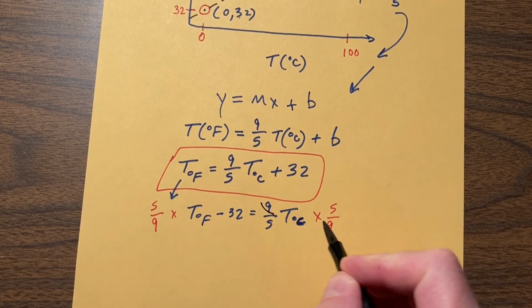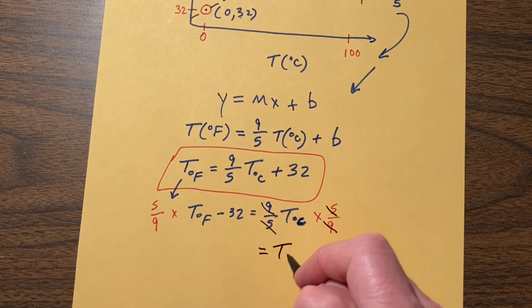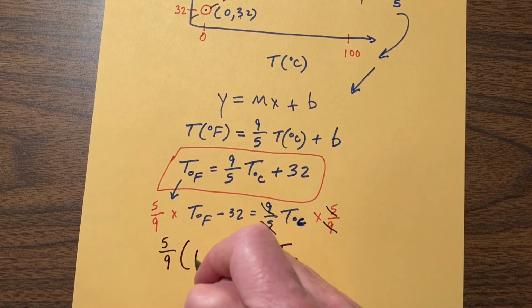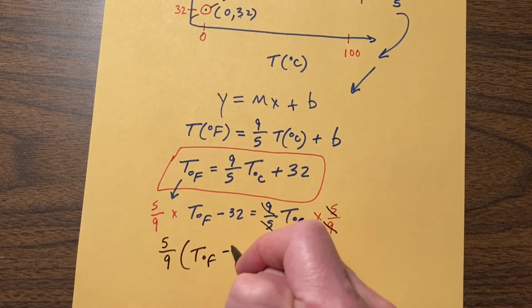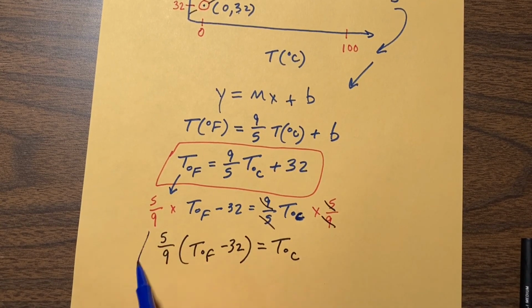And this cancels with this. Now I have temperature in degrees C over here, and that's equal to 5/9 times temperature in degrees Fahrenheit minus 32. And that's the other useful equation.